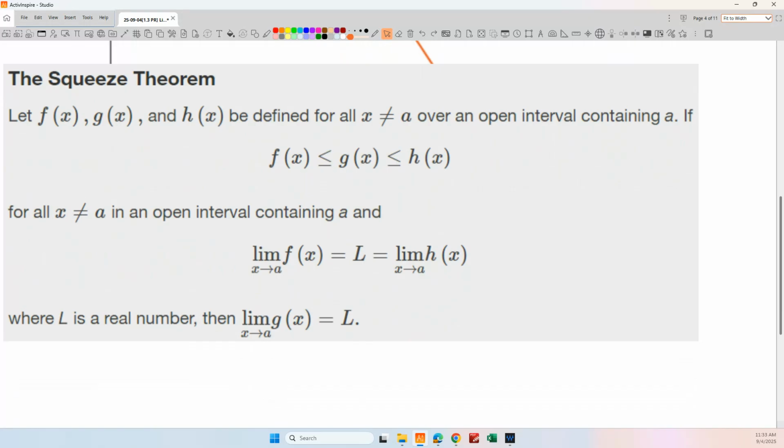Because the ant doesn't care, because we're talking about a limit, right? We're going to be talking about a limit in the squeeze theorem. I guess you guys didn't know that, but we are. It's going to be a limit.